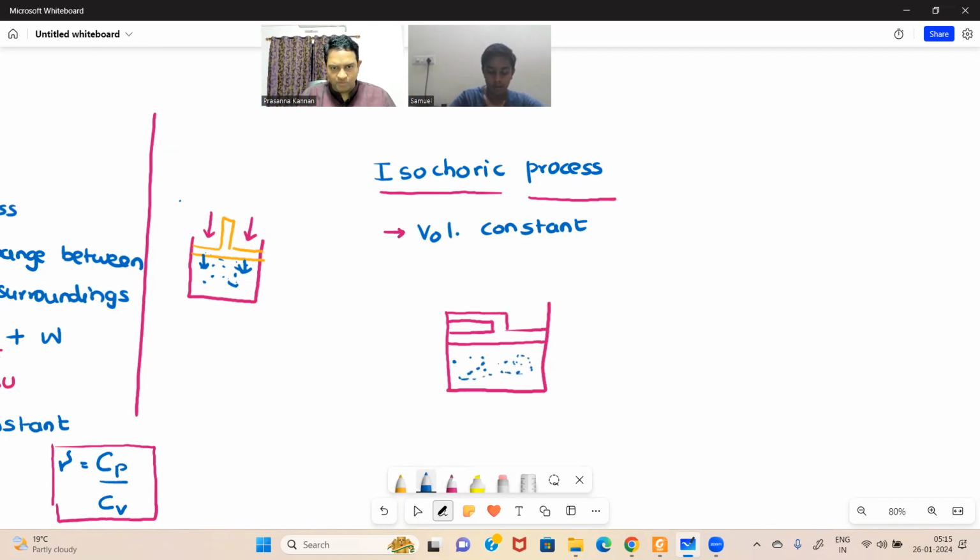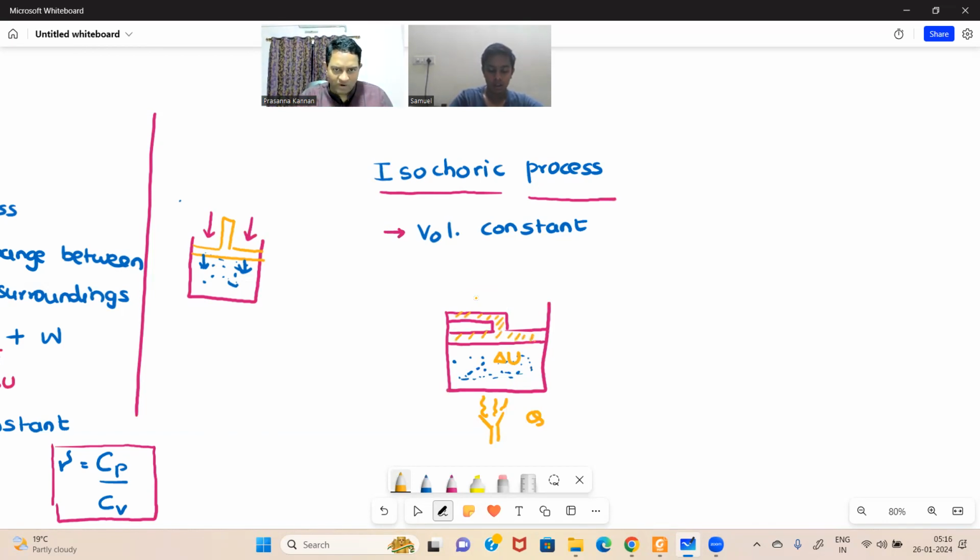So if the piston doesn't move, let's say I'm going to supply heat. I'm supplying heat. All of that heat is going to convert into an increase in what? Internal energy of the system. There is going to be no work done because the piston cannot move. Why can the piston not move? Because I have clamped it here. Is that clear? Yes, sir.